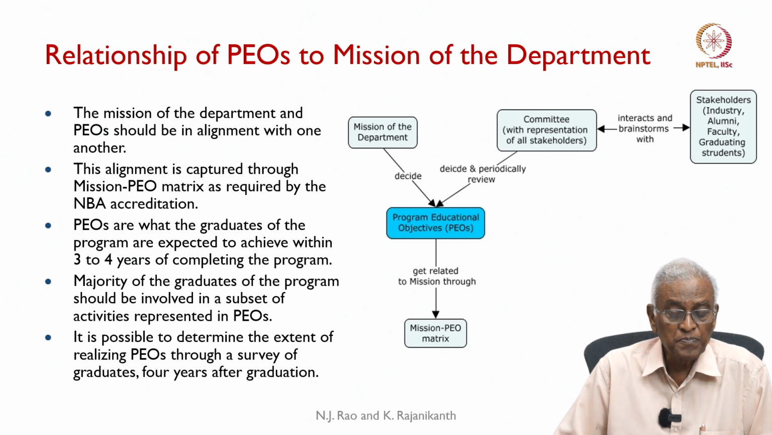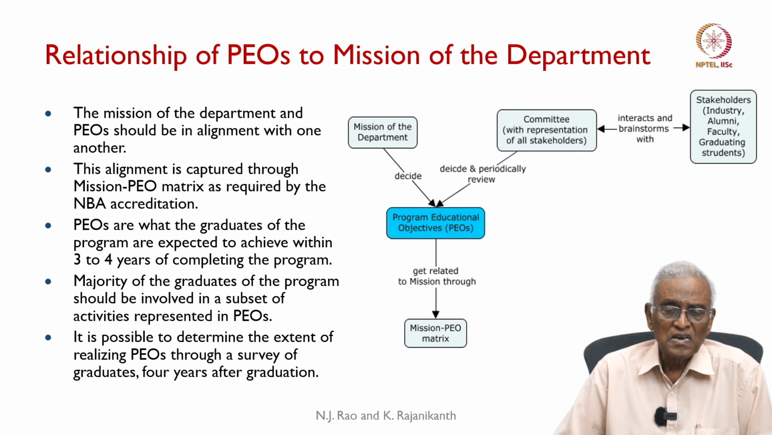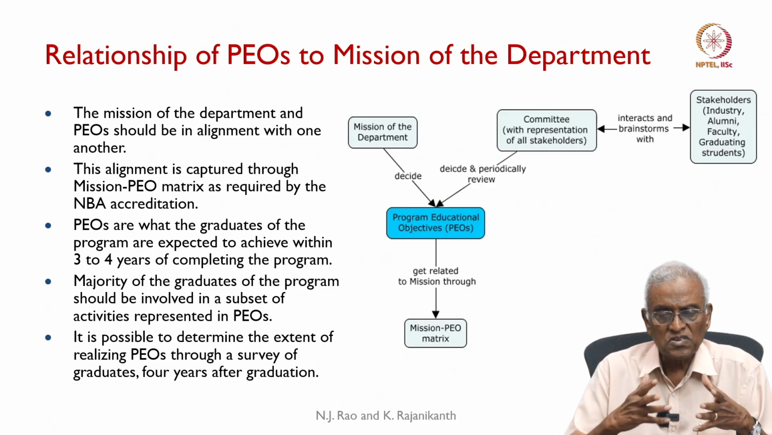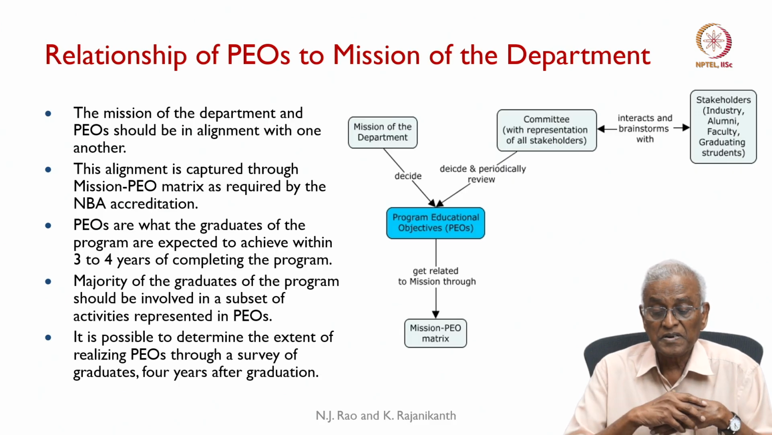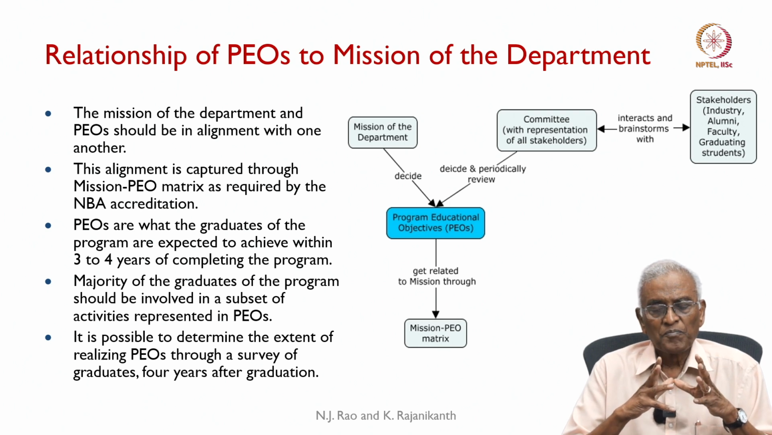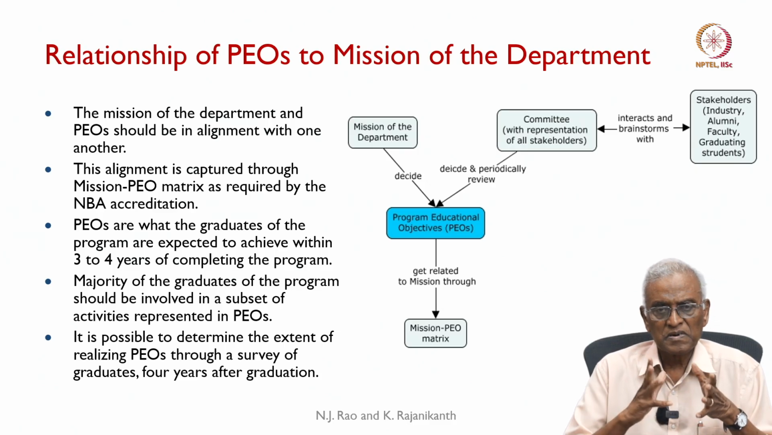Now, who prepares these PEOs, and what is the relationship between PEOs and the mission of the department? Because there is a hierarchy, right? Institute vision and mission, department vision and mission, and then the department has certain program educational objectives. They all have to be in alignment. So the PEOs of the department should be in alignment with the mission of the department.